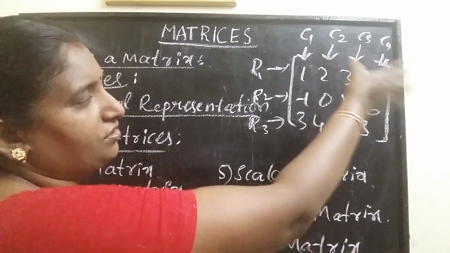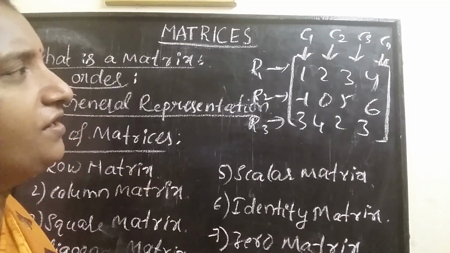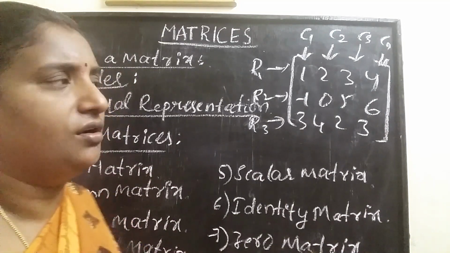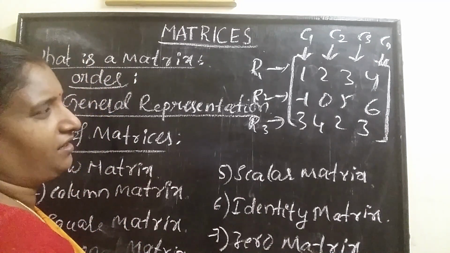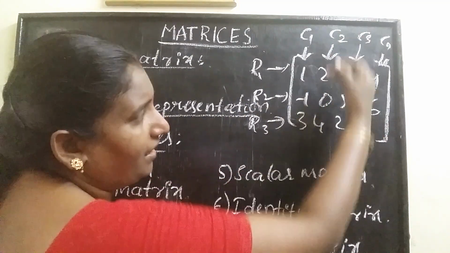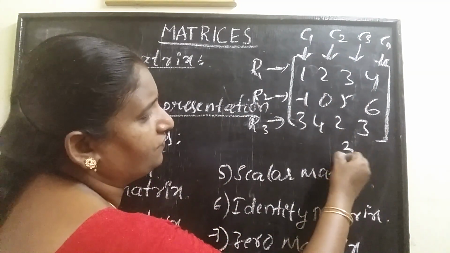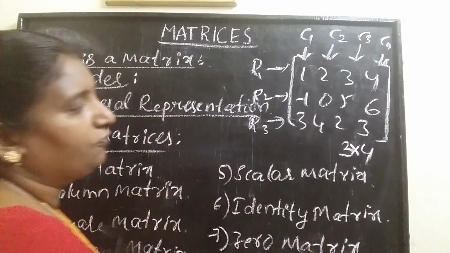So horizontal representations are called rows, and the vertical representation of numbers is called columns. The order of this matrix: it contains 3 rows and 4 columns. That's why the order of this matrix is 3 by 4.